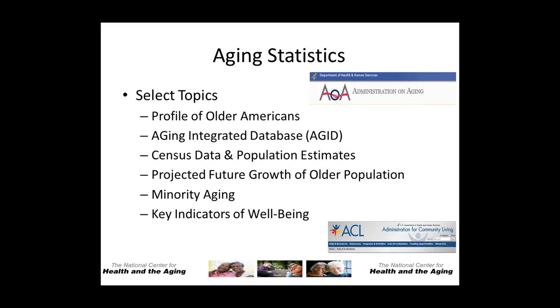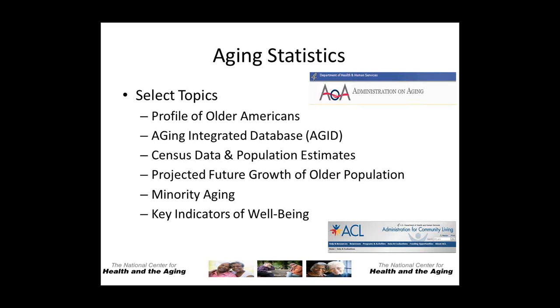The profile for older Americans is a great starting point if you just want to begin to paint your picture or just get a scope about older adults. This profile essentially is a brochure with the latest general data about the aging population. It's available as a PDF, but you're also able to download the charts and the graphs included in the brochure as an Excel file.